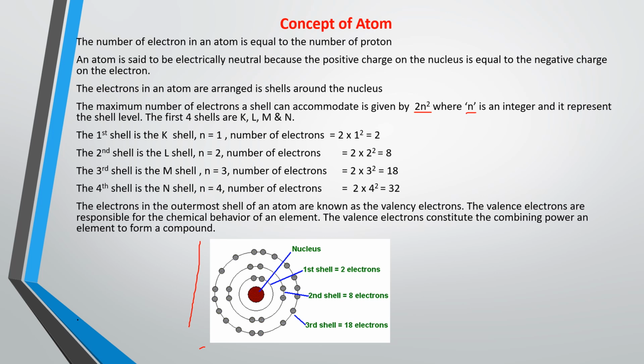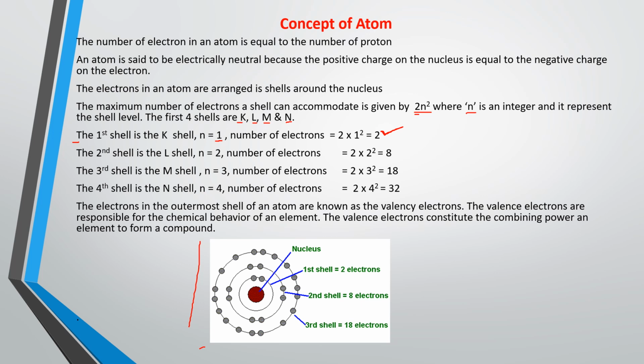Okay, so for a simple atom, we have the first 4 shells: the first shell is the K shell, the next shell is the L shell, then the M, and then the N shell. Now we have said that the first shell is the K shell, which means that for the K shell, n is equal to 1. So using this formula, you find out that the number of electrons that are possible in the K shell is equal to 2. Okay, so the first shell around the nucleus carries just 2 electrons.